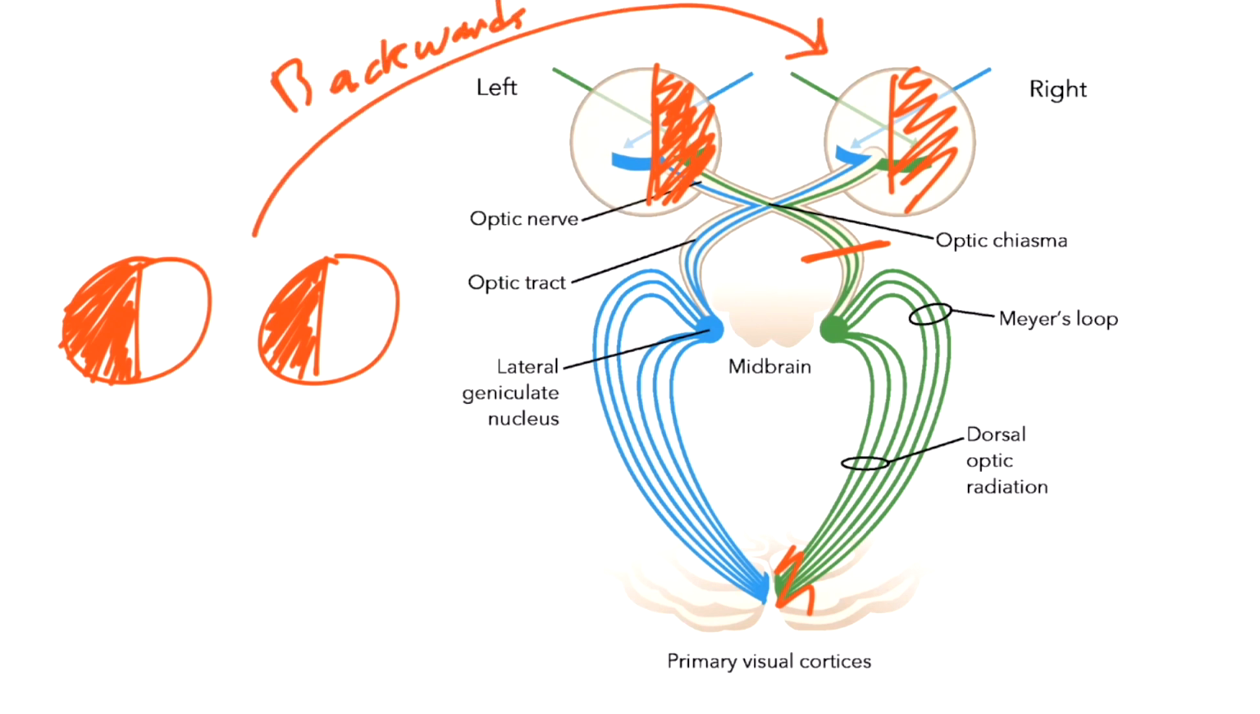And again, we're not thinking that he just damaged the Meyer's loop with the dorsal optic radiations, because if one of these two would be damaged, then we would just lose a quarter of vision, not a complete half of vision. And damaging them both at the same time is just not realistic.